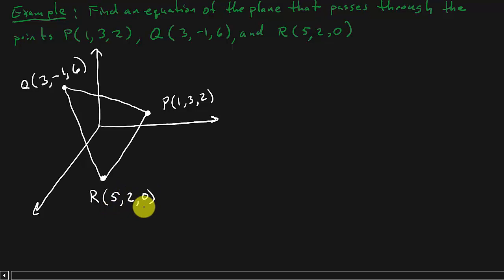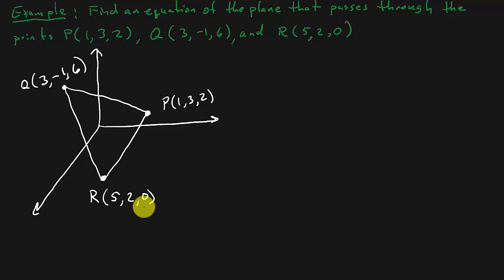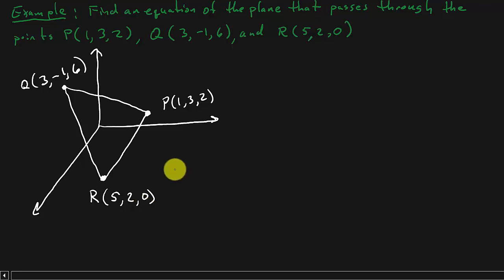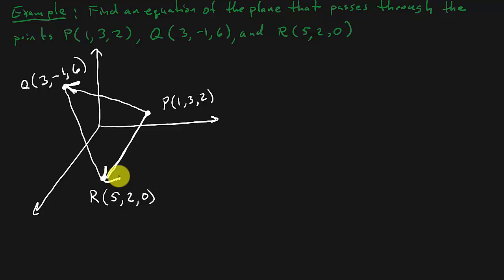So what do I need? Okay. What do I need? Well, look at this. I've got a vector PQ, right? And I've got this vector PR. You see that? I've got those two vectors. And what do I need? And I know those two vectors are on the plane, right? Those two vectors are on the plane.